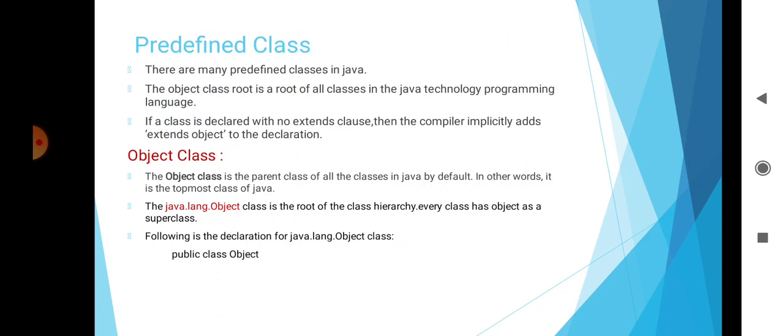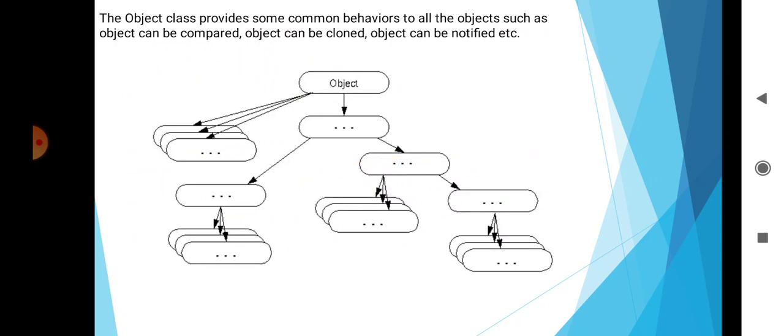The following is the declaration for the java.lang.Object class: public class Object. The Object class provides some common behavior to all objects, such as objects can be compared, objects can be cloned, and objects can be notified, etc.